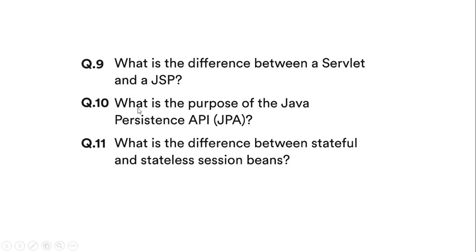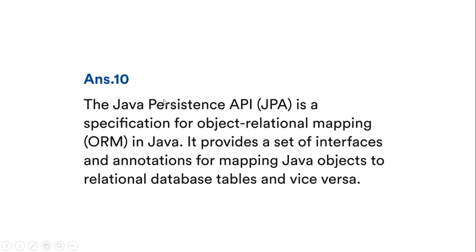Now the question is, what is the purpose of Java Persistence API? Basically, the Java Persistence API is a specification for object relational mapping (ORM). Object relational mapping for JPA is used in Java. It provides a set of interfaces and annotations for mapping Java objects to relational database tables and vice versa. That means relational database tables to Java objects. That is the purpose for which JPA will be used. JPA stands for Java Persistence API. It is an ORM tool, which means an object relational mapping specification tool.